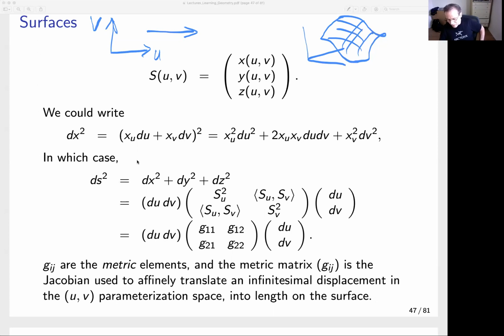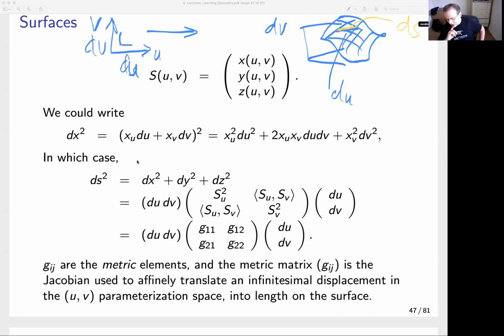And if I now take du, and so this would be du and dv here in the parameterization space, the question is, I've taken a du here and a dv here, what would be the length of traveling? Let me choose a different color. What would be the distance of traveling on the surface, which we call ds.